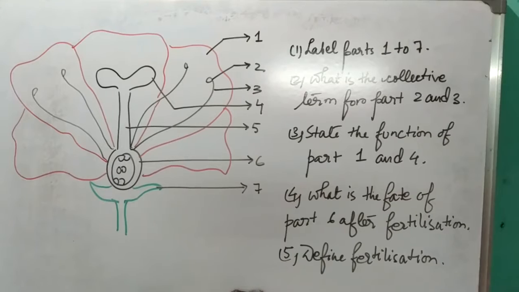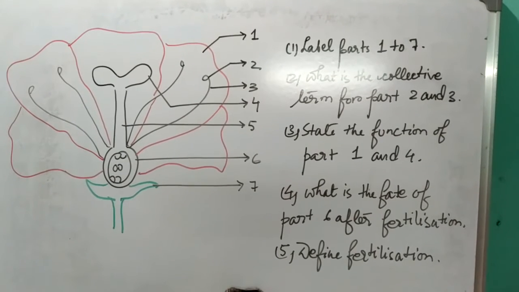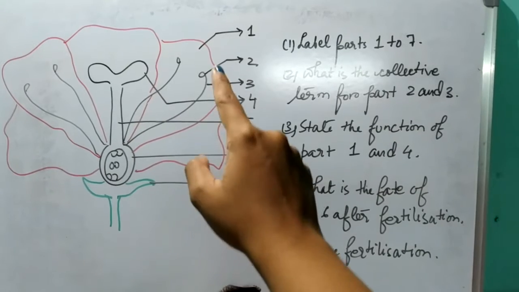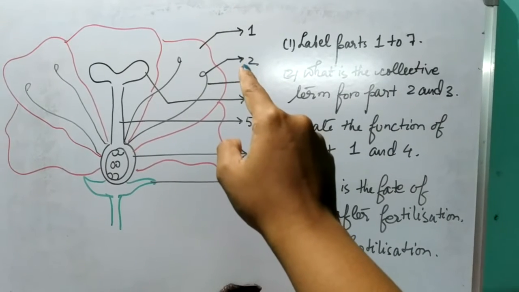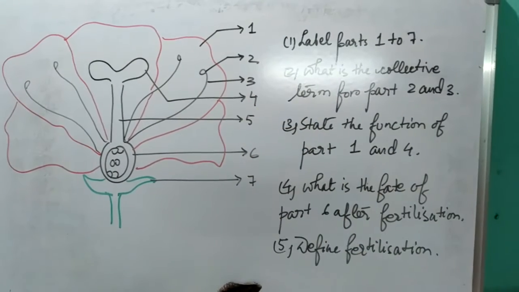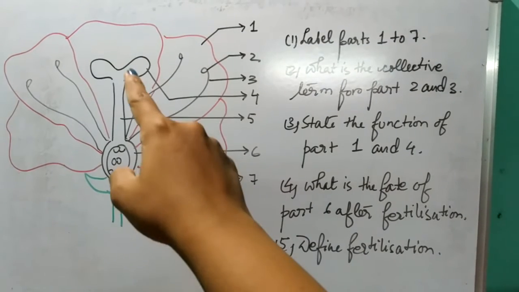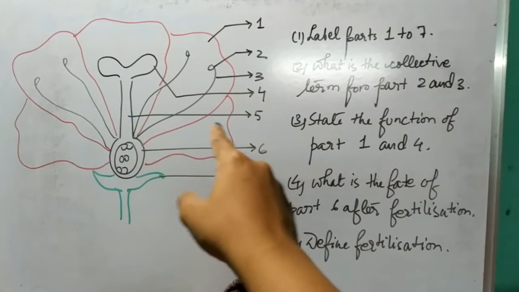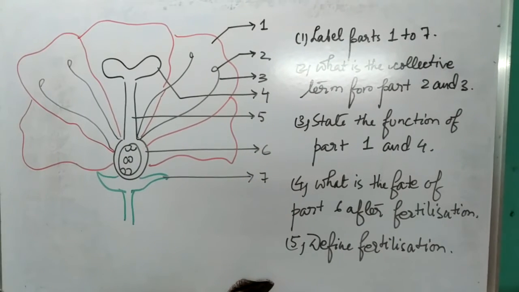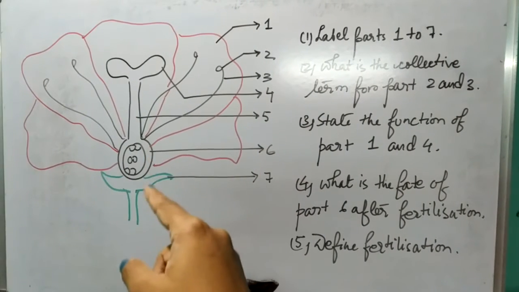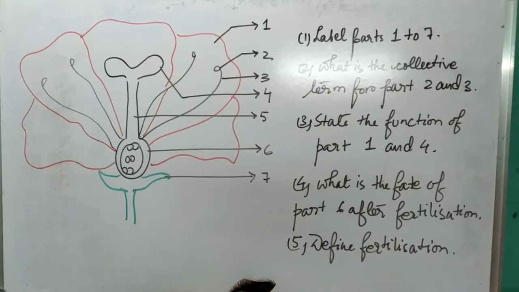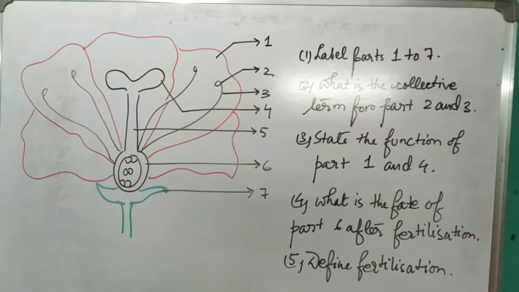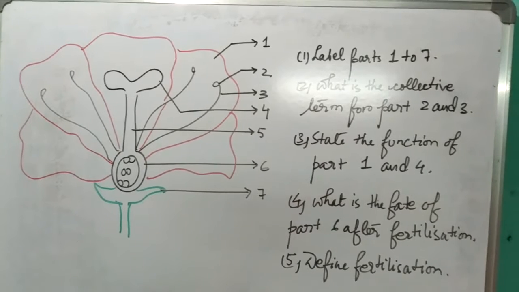Now, as it can be seen in the diagram itself, part 1 is the petal, part 2 is the anther, part 3 is the filament, part 4 is the stigma, part 5 is the style, part 6 is the ovary, and part 7 is the sepal. So these are the labels based on this diagram.